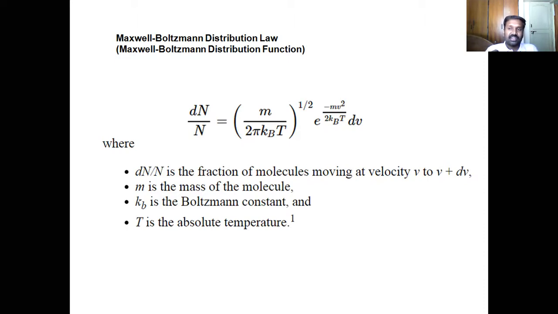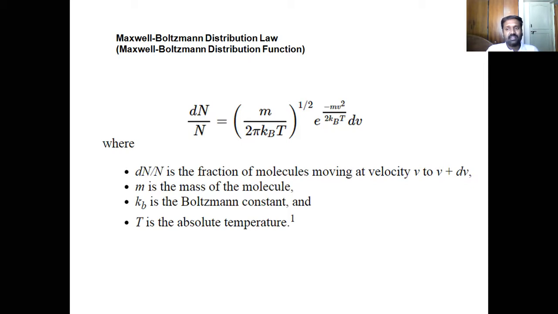Literally, dn/n is equal to (m / 2πk_BT)^(1/2) — few equations also give this as a square root; you can remove the square root and put a half as an exponent — times e to the power of minus mv² — and remember that mv² is the kinetic energy term — minus mv² divided by, again, 2k_BT, into dv.